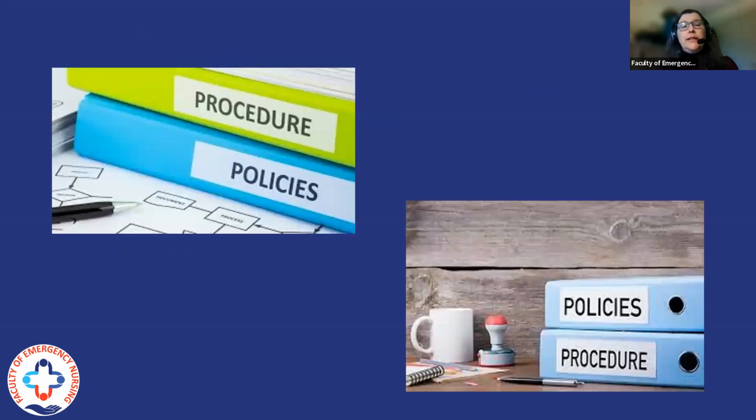Okay. Now, everyone talks about policies and procedures. So what's the difference? Which comes first, chicken or egg? Look, these two images are the exact reverse. One's got policies underneath procedure. The other one's got policies above procedure. Which way around should it be?